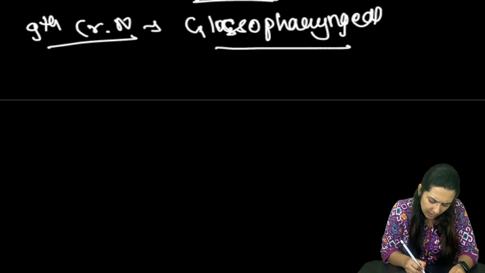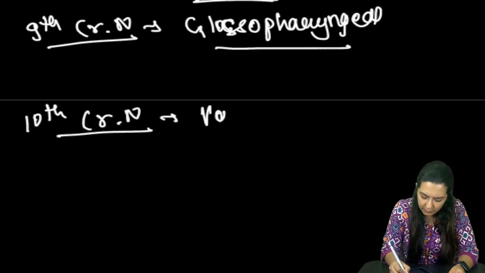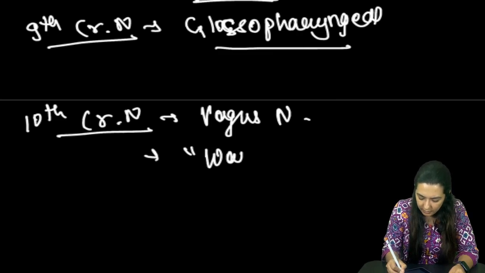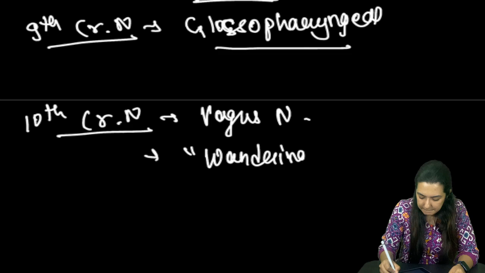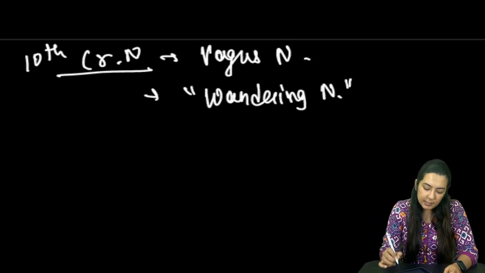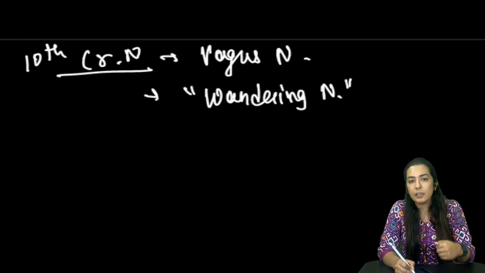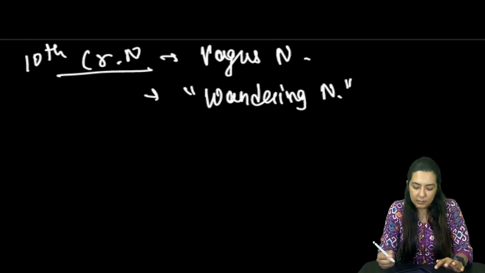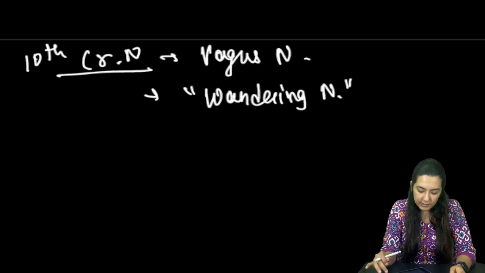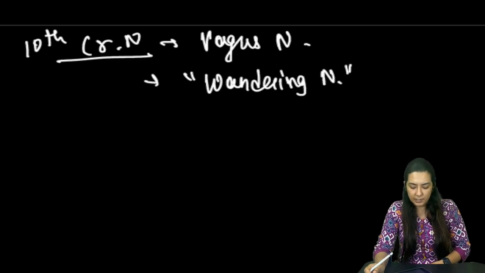Okay, the tenth cranial nerve is the vagus nerve. It is the largest nerve of the body and it is also known as the wandering nerve. It supplies the soft palate muscles, the laryngeal muscles, trachea, lungs, GIT and heart. So all the visceral functions are controlled by the 10th cranial nerve. It is also part of the autonomic nervous system, the parasympathetic system.